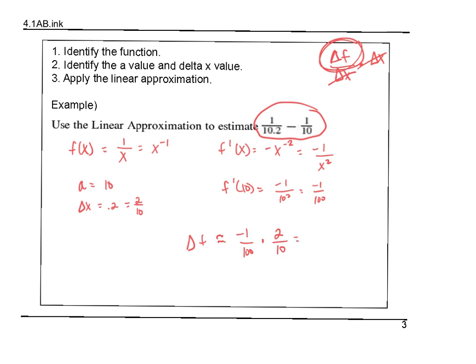And this is equivalent to negative 1 over 500, which is a really small fraction. And therefore, if I used 1/10 as my approximation for 1 over 10.2, I'd be pretty close to the right answer.